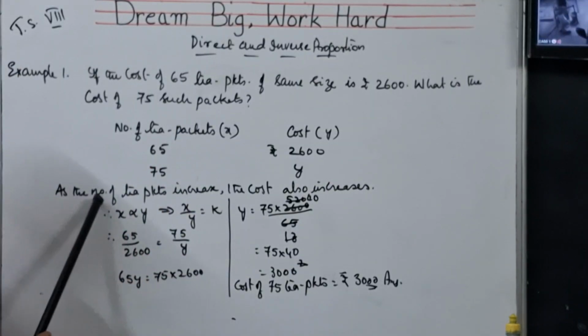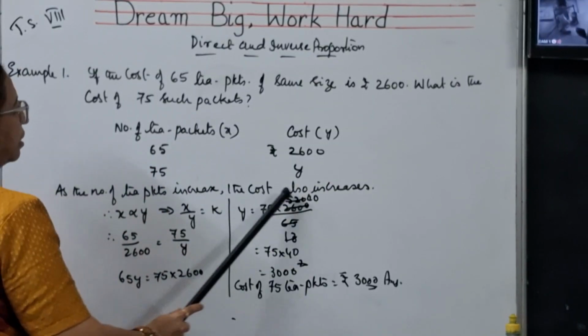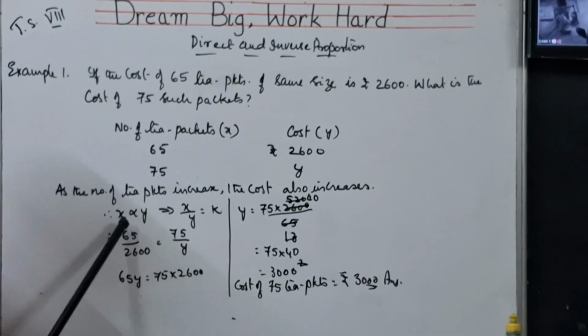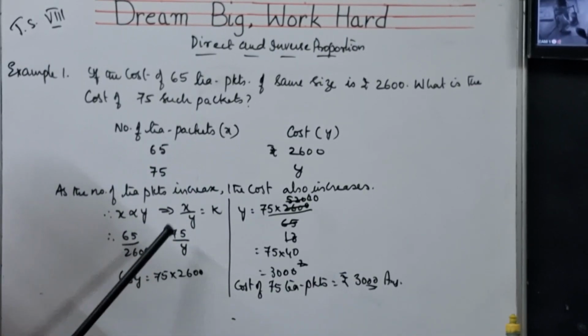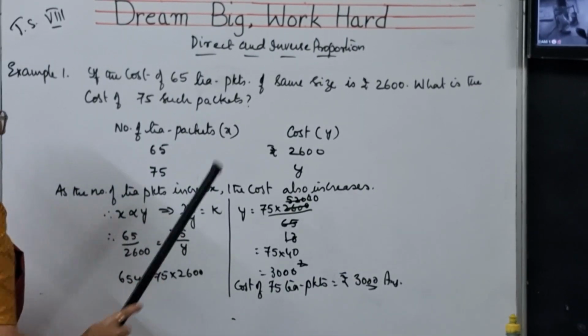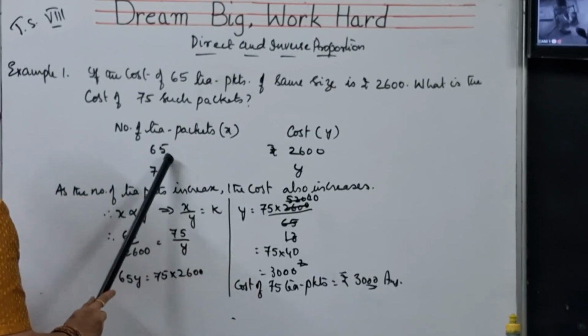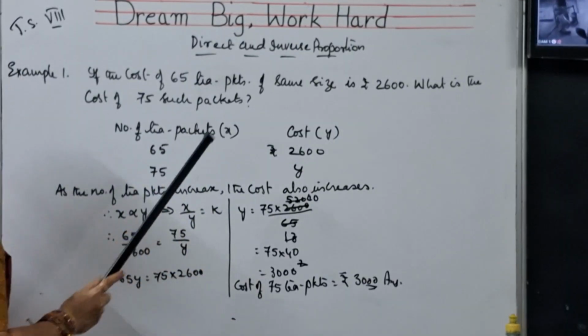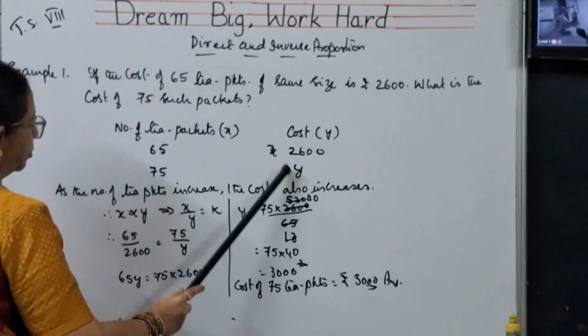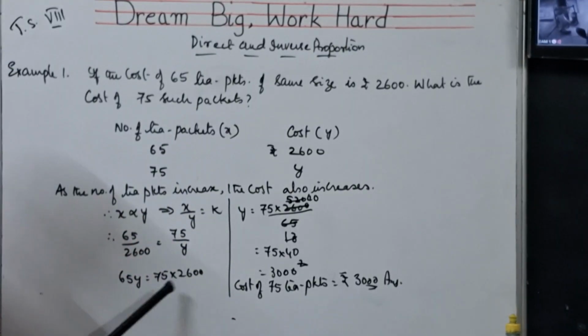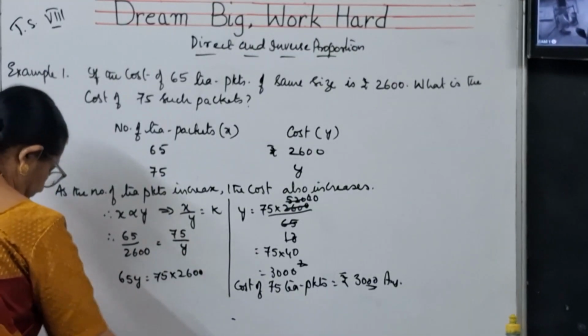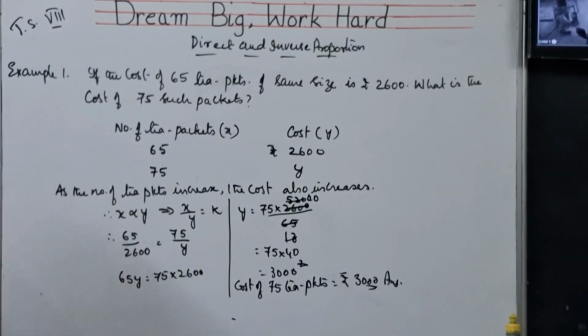So as the number of tea packets increases, the cost also increases. That means x is directly proportional to y, or x by y is constant. That means x by y, this is x, this is y: 65 by 2600 is equal to 75 by y. So I have done cross multiplication, and on calculation I have got the cost as 3000. Please note it down, children.